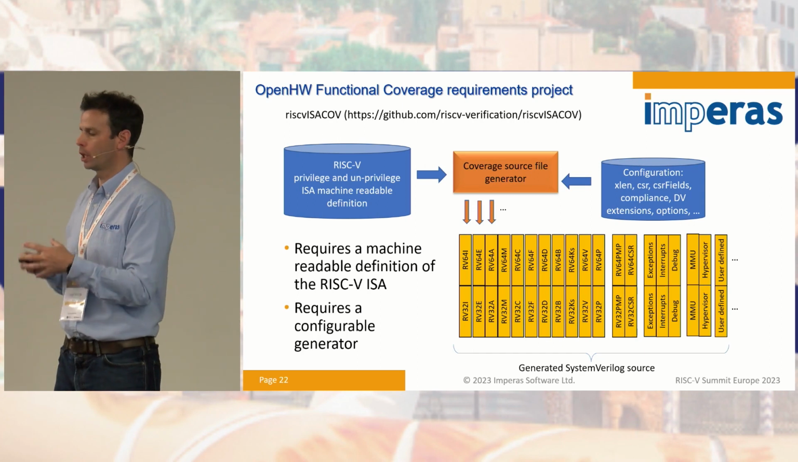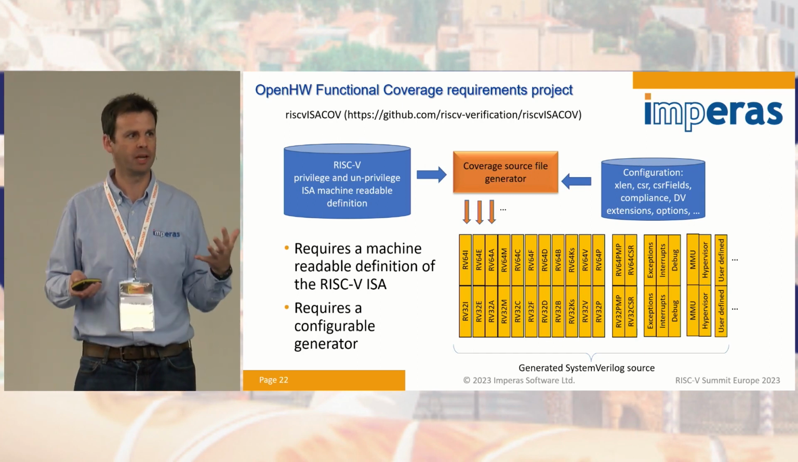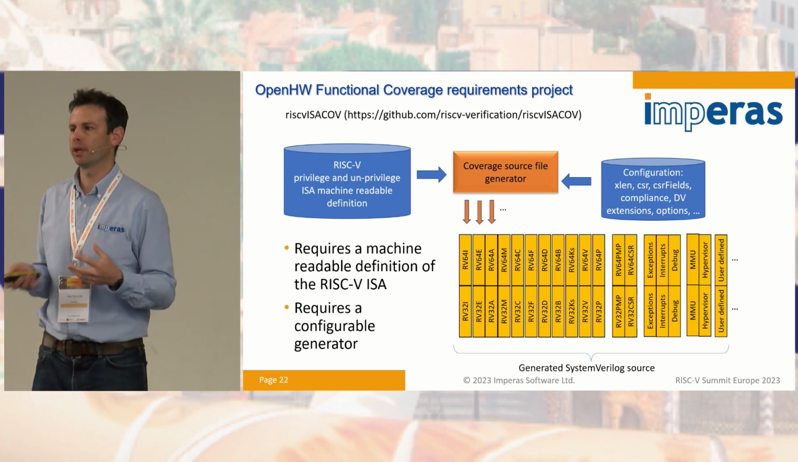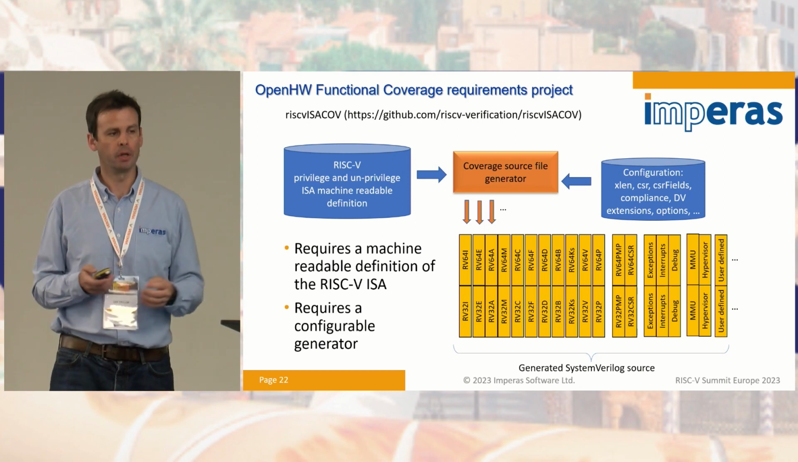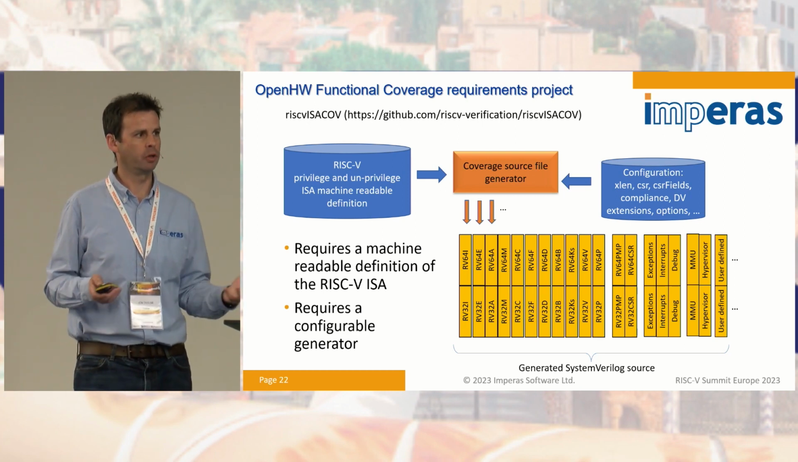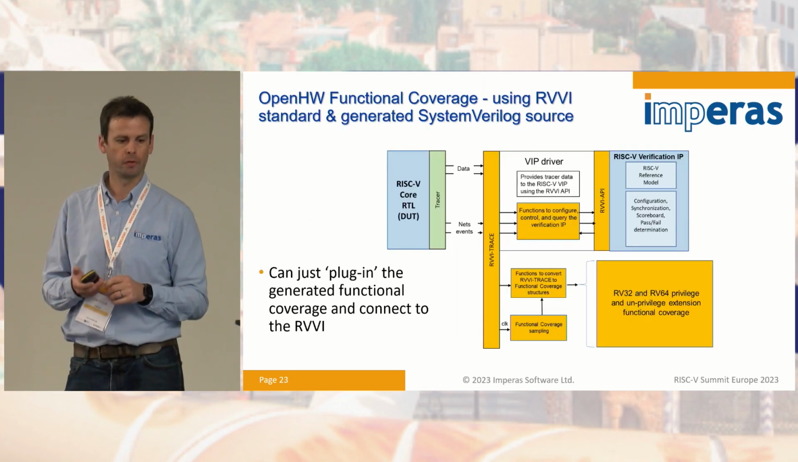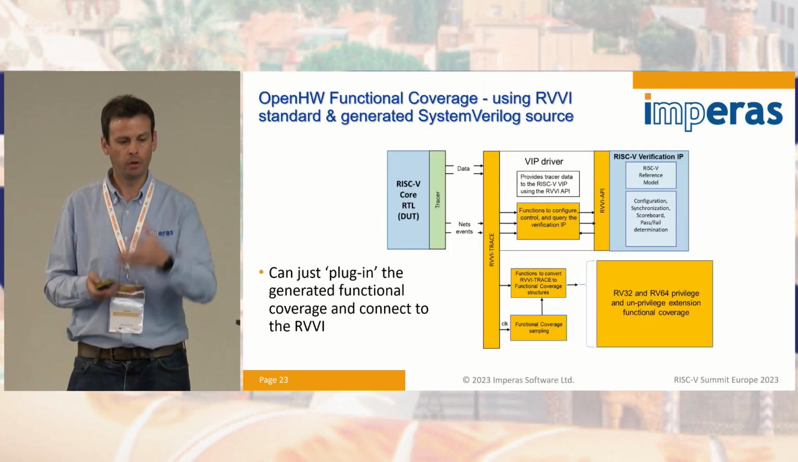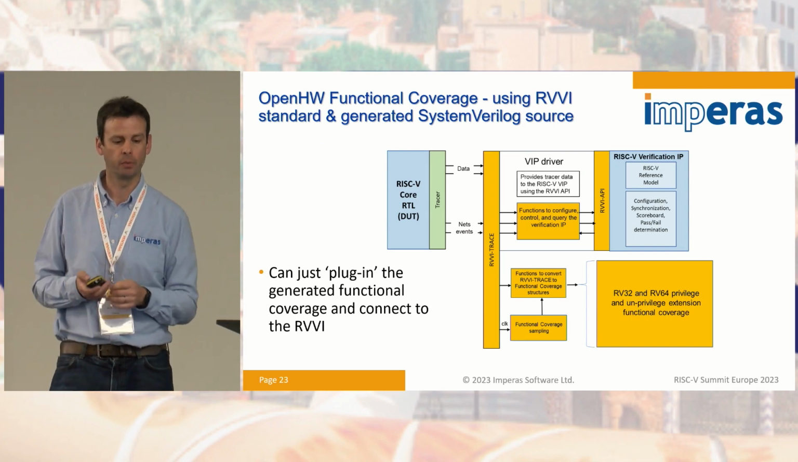When you start looking at just that configuration space for a Linux-capable core with vectors, you're talking tens of thousands of lines of SystemVerilog to create. And that is not something you want to be doing yourself on every single core you do. It becomes something you want to reuse. And so that hooks in very nicely to that RVVI interface, and it becomes a really easy way to reuse that functional coverage.